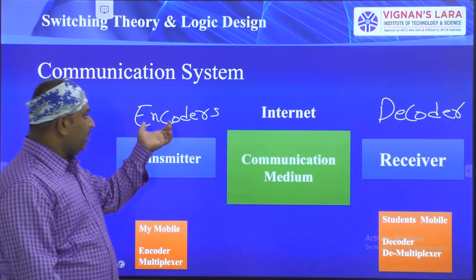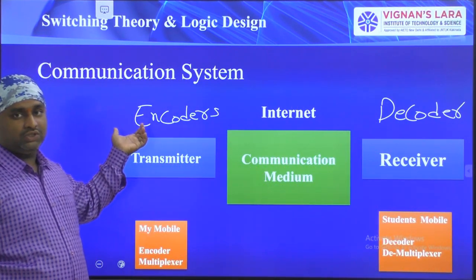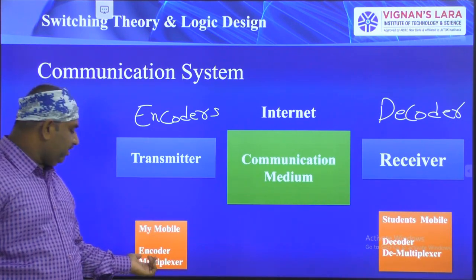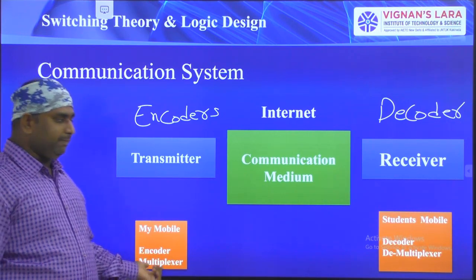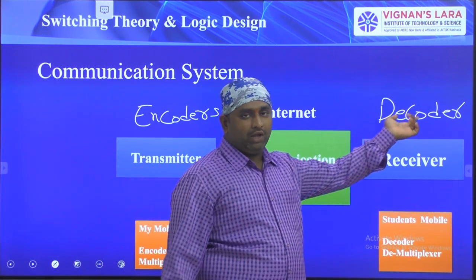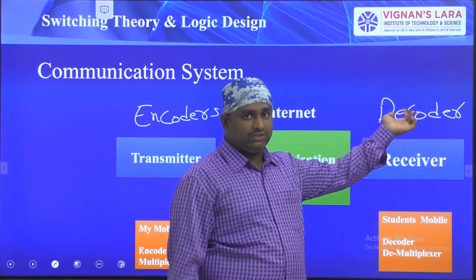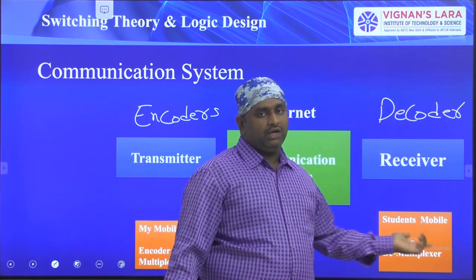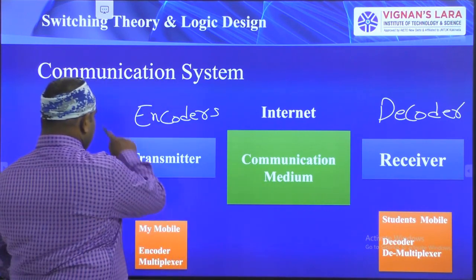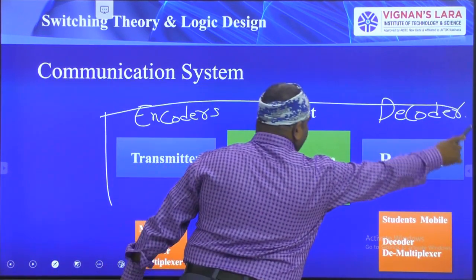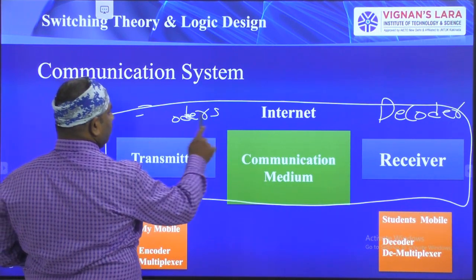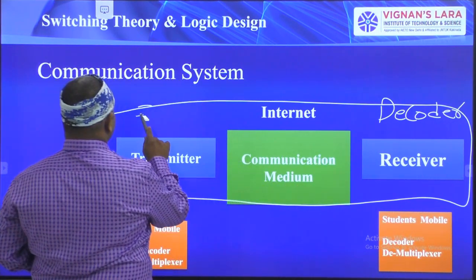So here we are using encoders. With encoders, we can use one more device also, that is called a multiplexer. So on the transmitter side we are using encoders and multiplexers. On the receiver side we are using decoders and demultiplexers. And this is the standard communication diagram.